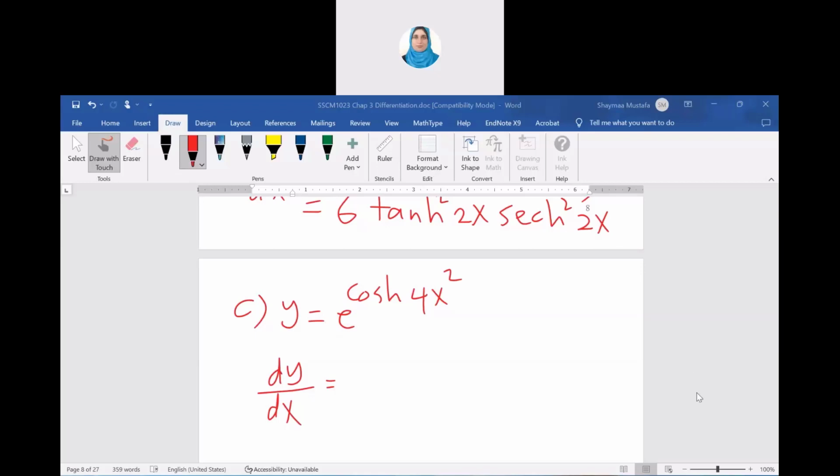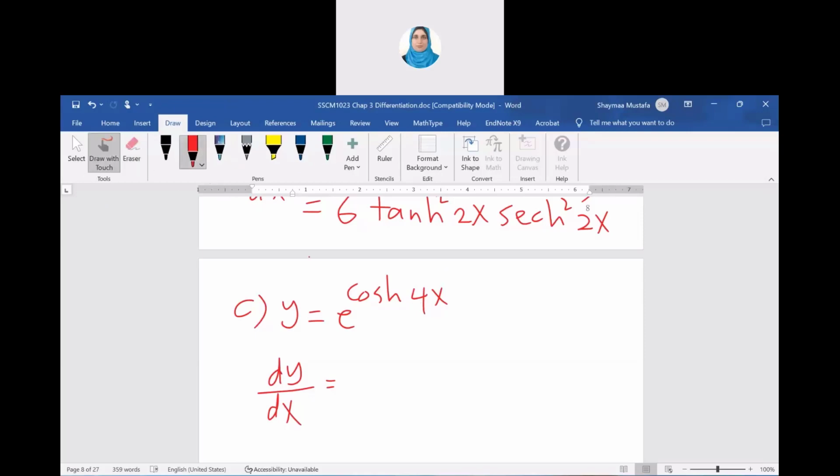What do you think? We have to let u equal cosh 4x. Yes, you need to start from the exponential, not from cosh 4x. We need to start from the exponential function here. You have to start from the outer one, the beginning one, because the power here is for x only.